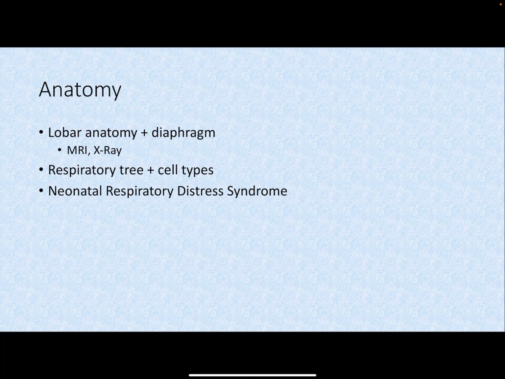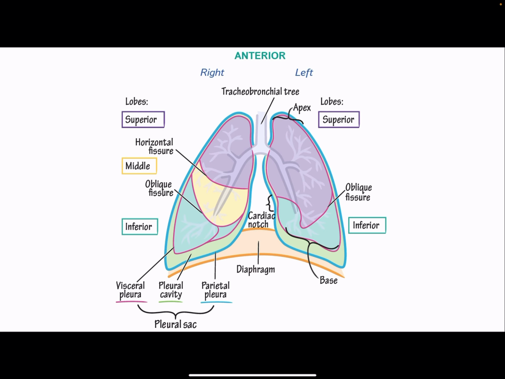All right, so starting with anatomy, talk about lobar anatomy, diaphragm, what to look for in x-rays and MRI, the cell types in the respiratory tree, and then NRDS, neonatal respiratory distress syndrome. All right, so as you know, we have two different lung lobes, or two different lungs. The one on the right has three lobes, so lobe 1, lobe 2, lobe 3. Really, lobe 2 is absent in the second one, so you can really just think of this as 1 and 3, so two lobes on the left.